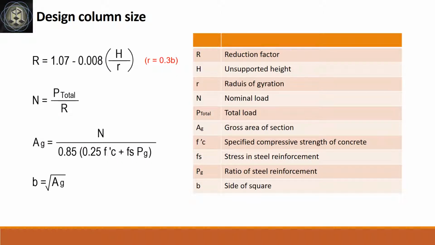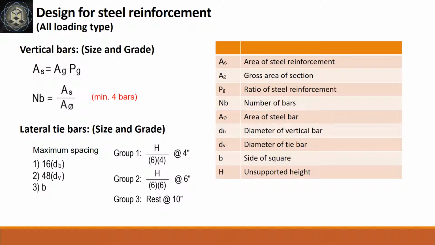To design the column size, get the nominal load by increasing our design load with the reduction factor. After applying a safety factor, solve for the gross section area of our square column and derive its side measurement. From the gross section area, solve the area of steel required and its equivalent number of vertical bars. Check the maximum spacing for the lateral tie bars and follow the steps presented on this slide.